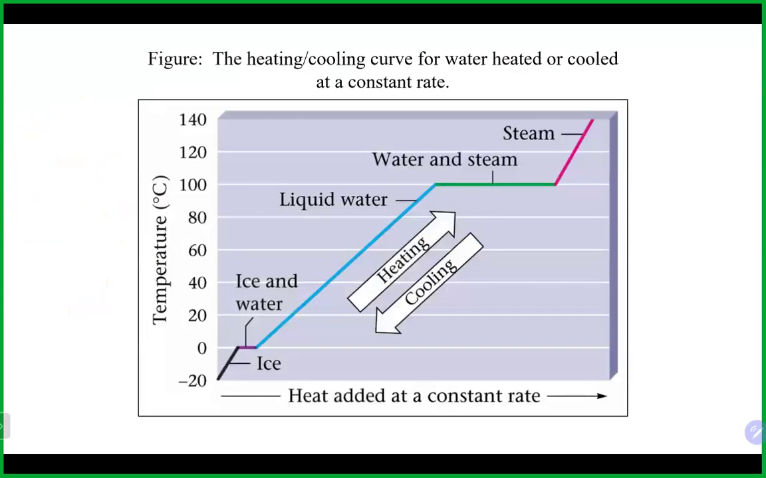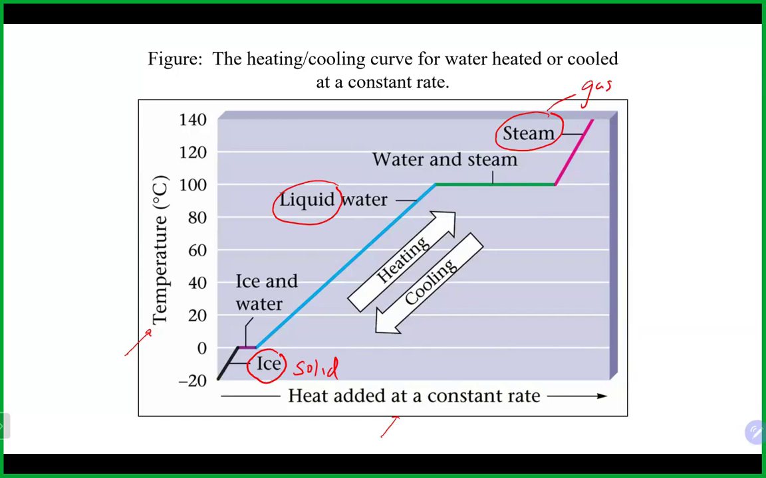Now, when we talk about phase changes, this is a heating and cooling curve, and this is one for water. Here we have the temperature in Celsius, and heat being added or removed, depending on which way you're going. Down here we have ice, which is the solid version of water. This blue line is the liquid version of water.